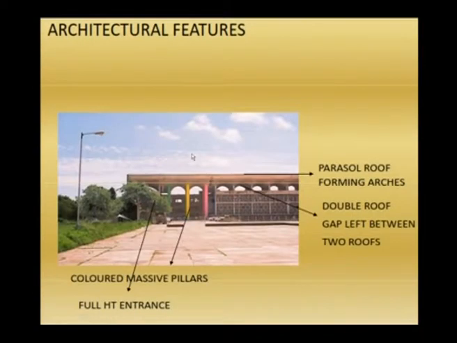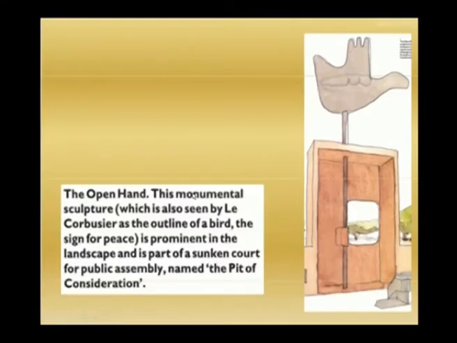The main architectural features you can see are the parasol roof forming arches, the use of a double roof to help with the weather, colored massive pillars, and a full height entrance. The Open Hand, this sculpture was made by Corbusier to show the outline of a bird, and it is named as the pit of consideration, to make sure that it's a part of the landscape as well as something like a bird which is ready to take flight. Even Chandigarh was considered ready to take flight.